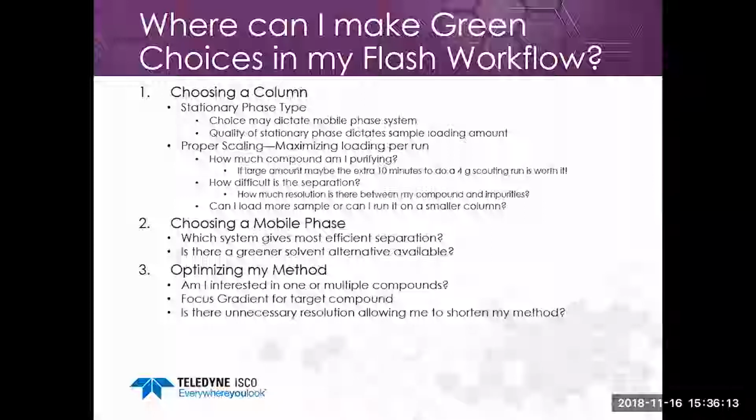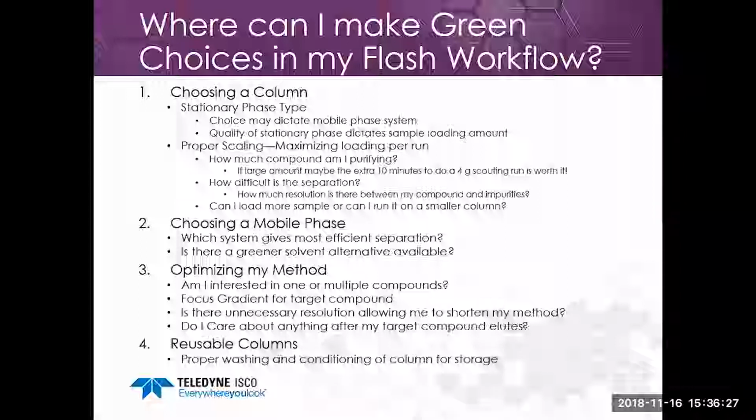The next question is, is there unnecessary resolution? Do we have added resolution that allows me to shorten my method? That's something that can shorten the run and save you solvent. And then finally, do I care about anything after my target compound elutes? Can I just stop the run after I've collected my compound? That's something that can save some solvent rather than going through the default gradient unnecessarily. And then finally, if you're using a reusable column, make sure you're doing proper washing and conditioning of the column for storage so that you can reuse it instead of getting rid of it or destroying it.